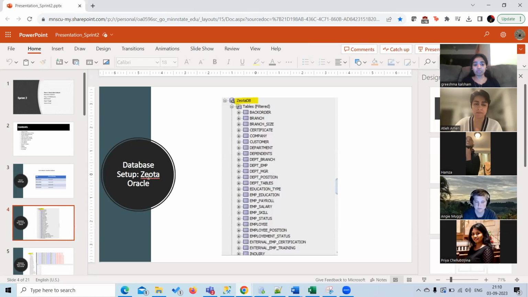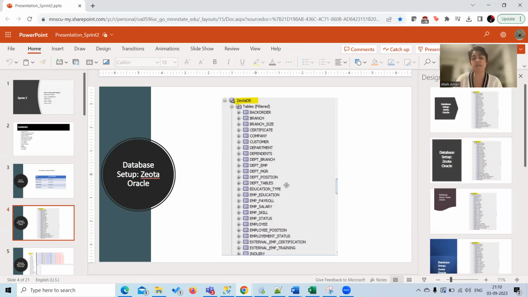And now we would talk about Ziota, which was loaded in Oracle. So two of us were responsible for analyzing the data in Oracle. We loaded the data. The process went smoothly. And in the next step, we are using this database for further analysis.